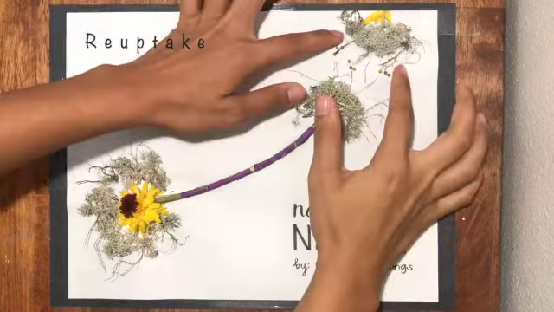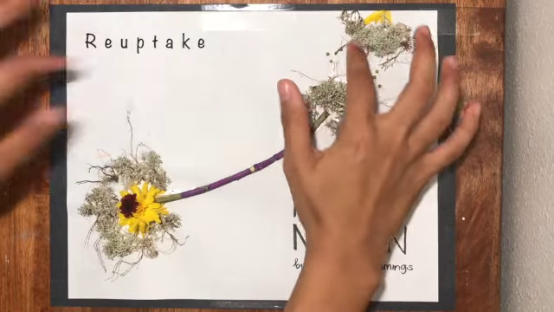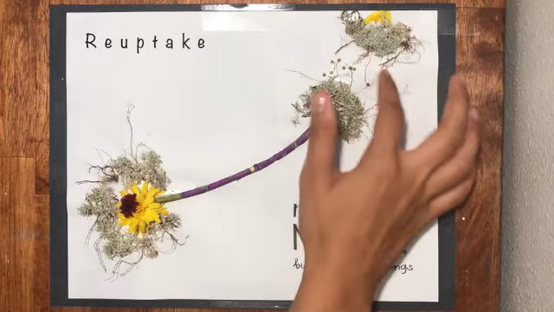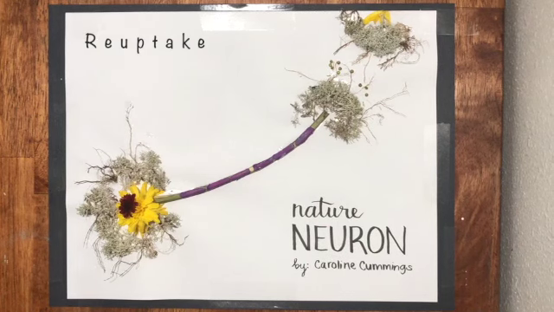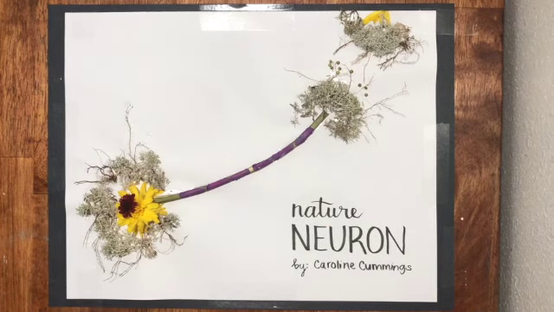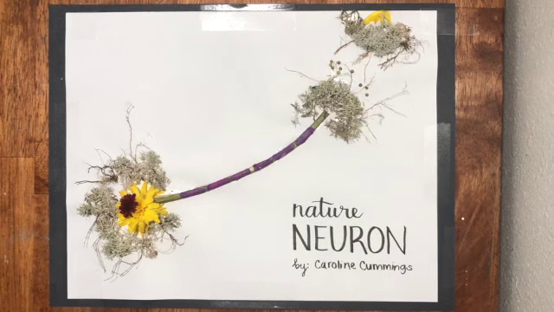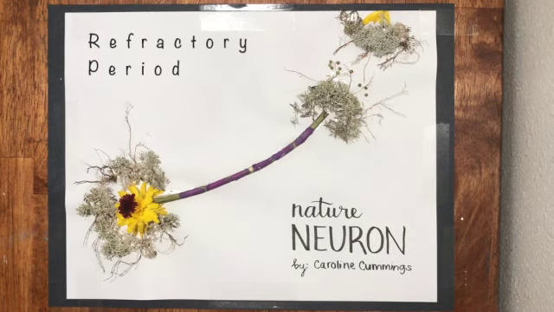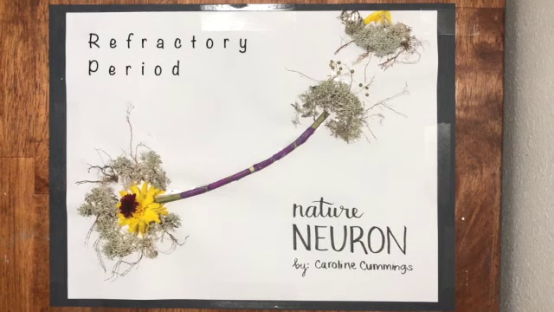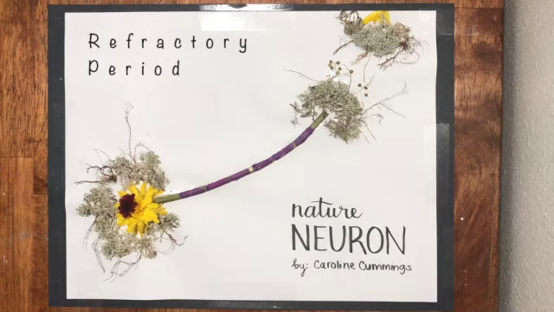Reuptake is a process after the action potential in which neurotransmitters are taken back into the vesicles on the presynaptic terminal button that release them. Finally, the neuron goes through the process of repolarization in the refractory period, or the time it takes for the cell to be ready for a second stimulus once it returns to its resting state.